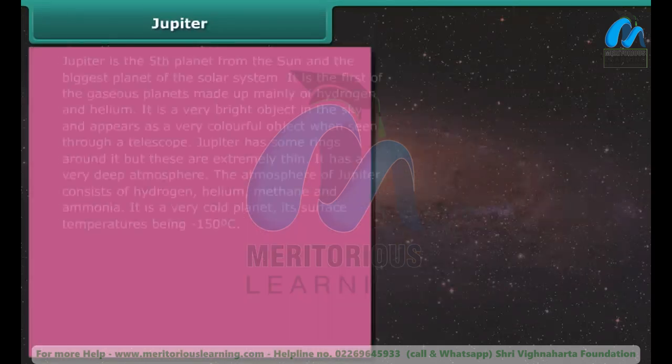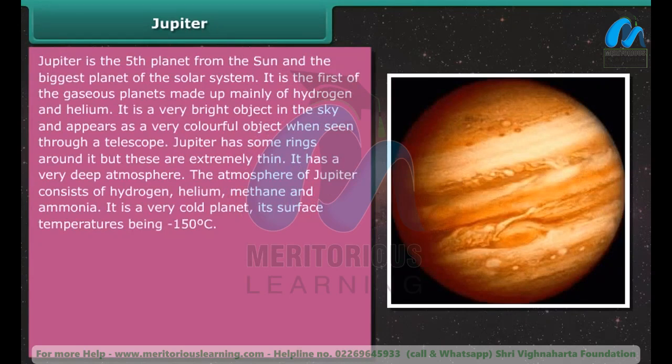Jupiter. Jupiter is the fifth planet from the Sun and the biggest planet of the solar system. It is the first of the gaseous planets made up mainly of hydrogen and helium. It is a very bright object in the sky and appears as a very colorful object when seen through a telescope. Jupiter has some rings around it, but these are extremely thin.